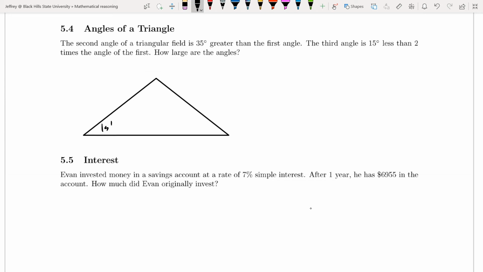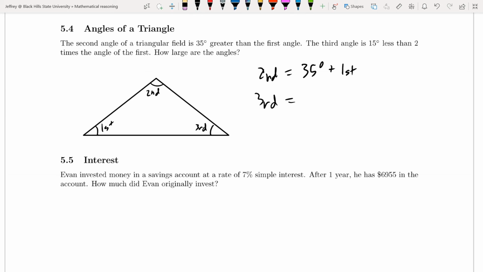And they label these angles as first, second, and third. So I'm just going to label them as first, second, and third. We know that the second is 35 degrees greater than the first angle. The third angle is 15 degrees less than 2 times the angle of the first.